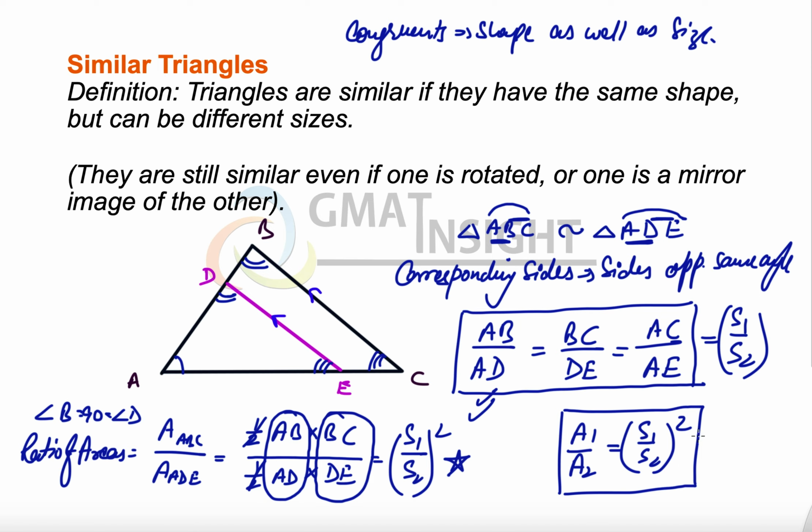So the ratio of areas of two similar figures will be the ratio of their sides, squared. If the ratio of the sides is 1 by 2, the ratio of areas will be 1 by 4. If the ratio of the sides is 1 by 3, the ratio of areas will be 1 over 9, right? So this is really an important property for us to know. Now, having discussed this case of similar triangles, we would like to move to the next case, which is slightly complex, and we need to understand it because that's the most frequently used case in the questions of GMAT.